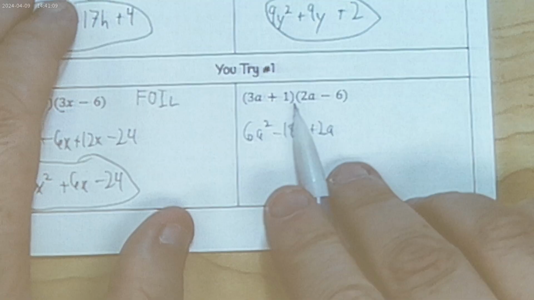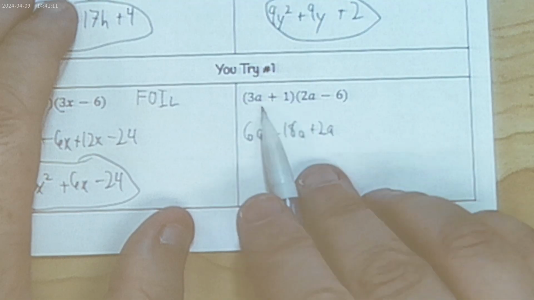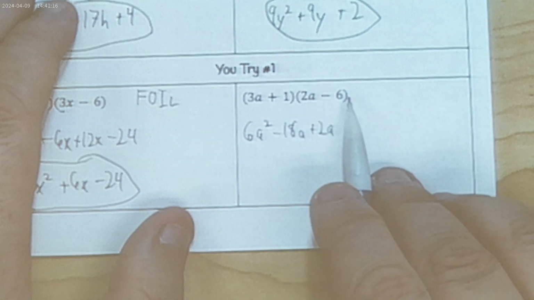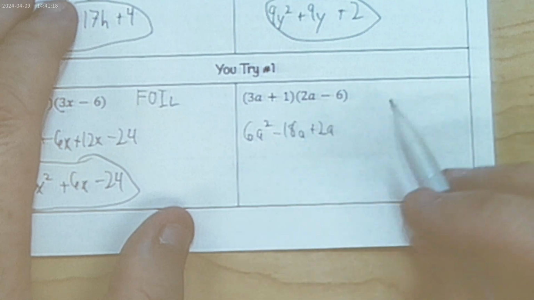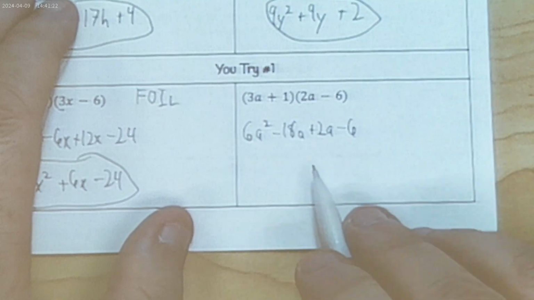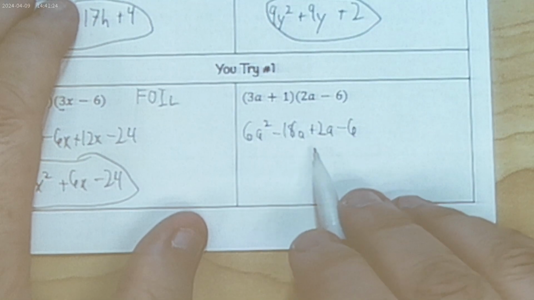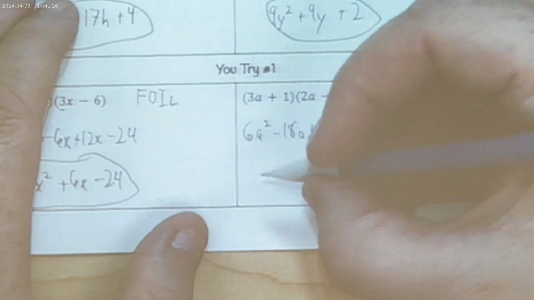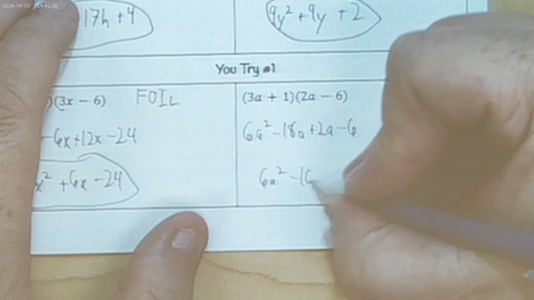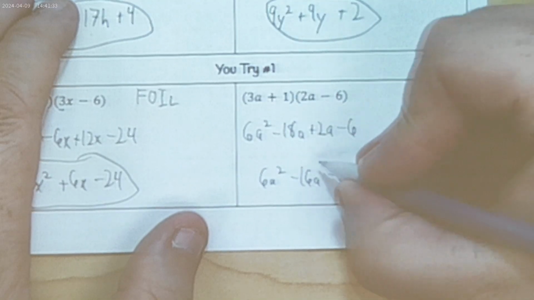And then the last. So if these are the first numbers in the parentheses, then these two are going to be the last numbers in the parentheses. So 1 times -6 is going to be -6. All right, now I just combine like terms, which again is just going to be the middle two. And that gives me 6a squared minus 16a minus 6.